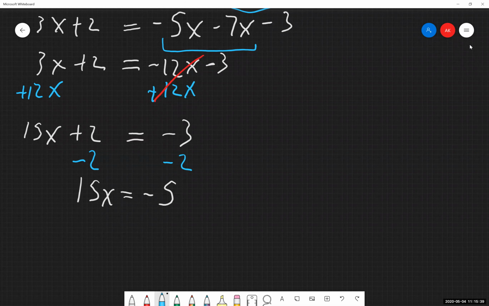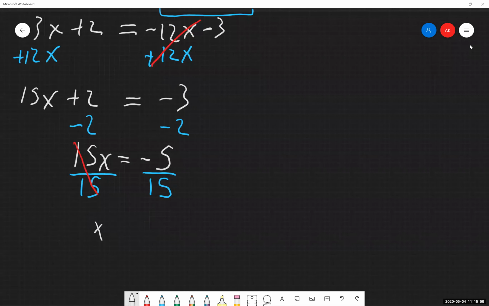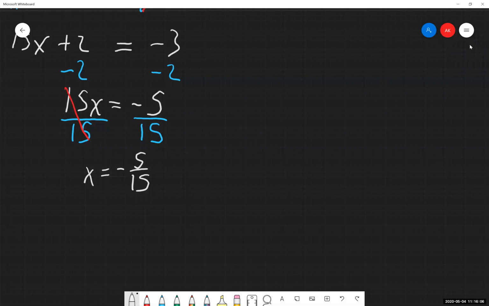And then isolate the variable by multiplying or dividing by the value and sign attached to the variable. So I do not want 15x, so I divide. So I'm going to divide both sides by 15. 15 is attached through multiplication. The opposite of multiplication is division. So I'm getting x is equal to -5/15.